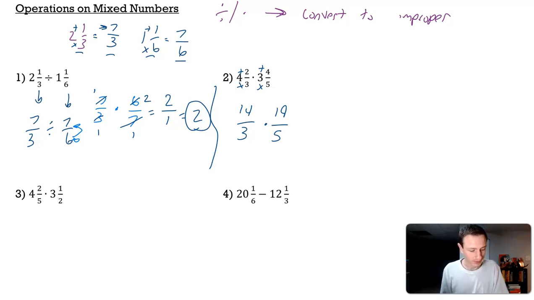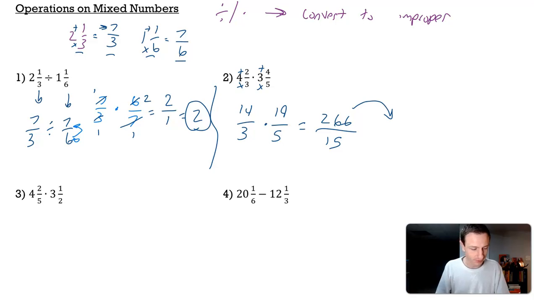So I'm going to do 14 times 19 across the top, which is 266, over 3 times 5, which is 15. 266 over 15. Since we got an improper fraction and we are dealing with mixed fractions, let's convert it back to a mixed fraction, since we were already dealing with mixed and we converted it to improper. So now let's convert it back to mixed.